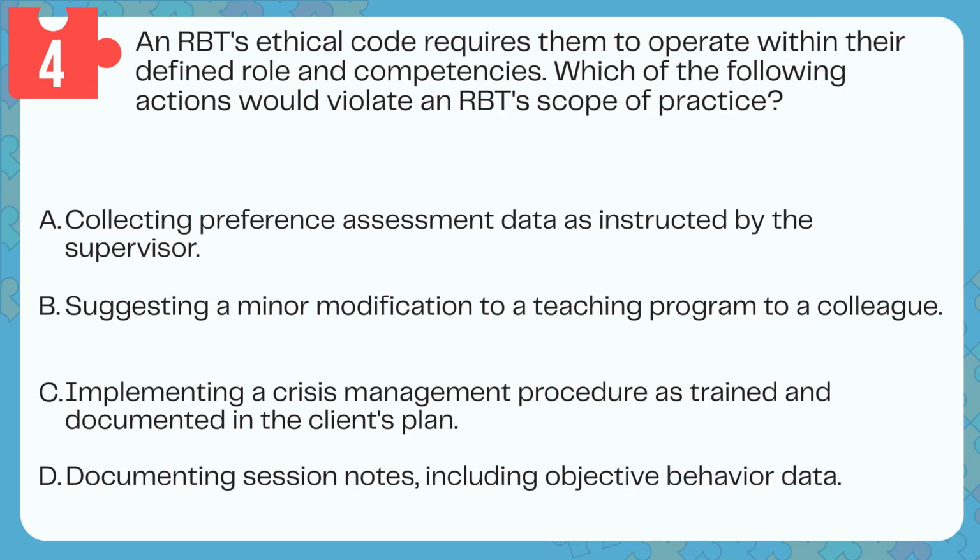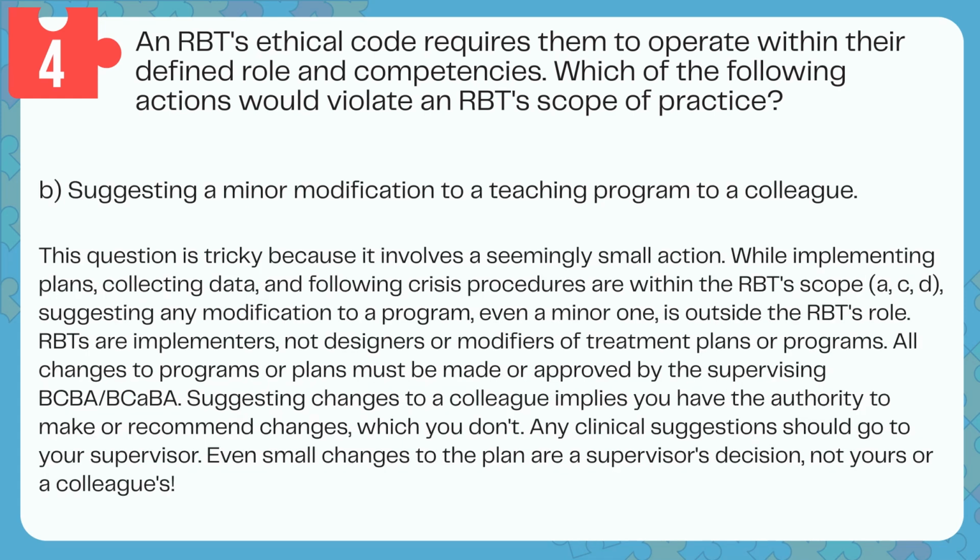Question 4. An RBT's ethical code requires them to operate within their defined role and competencies. Which of the following actions would violate an RBT's scope of practice? A. Collecting preference assessment data as instructed by the supervisor. B. Suggesting a minor modification to a teaching program to a colleague. C. Implementing a crisis management procedure as trained and documented in the client's plan. D. Documenting session notes, including objective behavior data. Answer B. Suggesting a minor modification to a teaching program to a colleague.